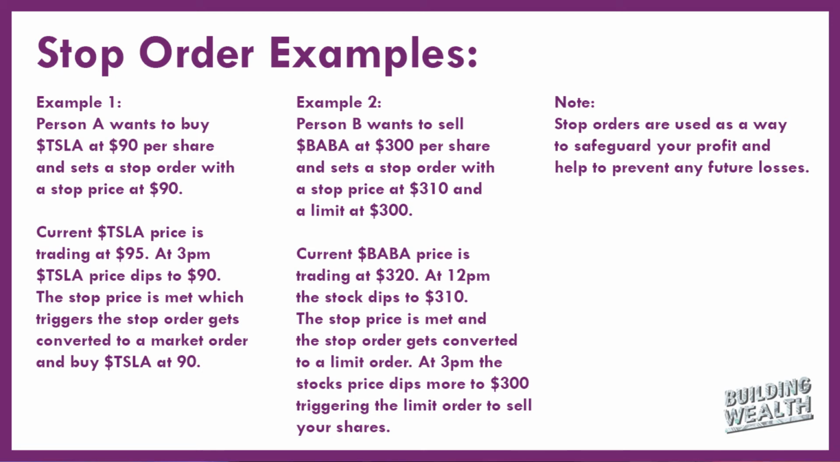Example 2. Person B wants to sell Alibaba at $300 per share and sets a stop order with a stop price at $310 and a limit at $300. Current Alibaba price is trading at $320. At 12 p.m., the stock dips to $310. Because it has met the stop price, the stop order now gets converted to a limit order. As a recap, a limit order is an order that gets executed once a user-defined number gets met. At 3 p.m., the stock's price dips from $310 to $300, triggering the limit order to sell your shares.